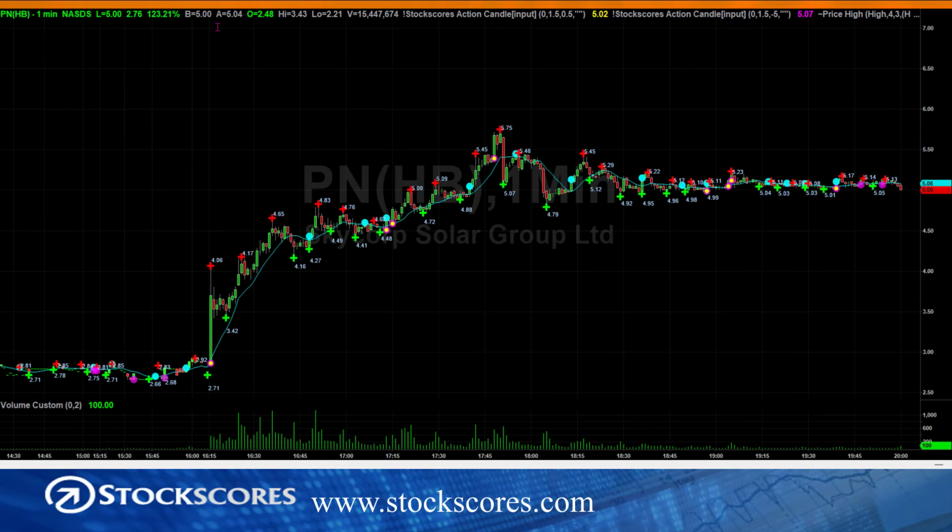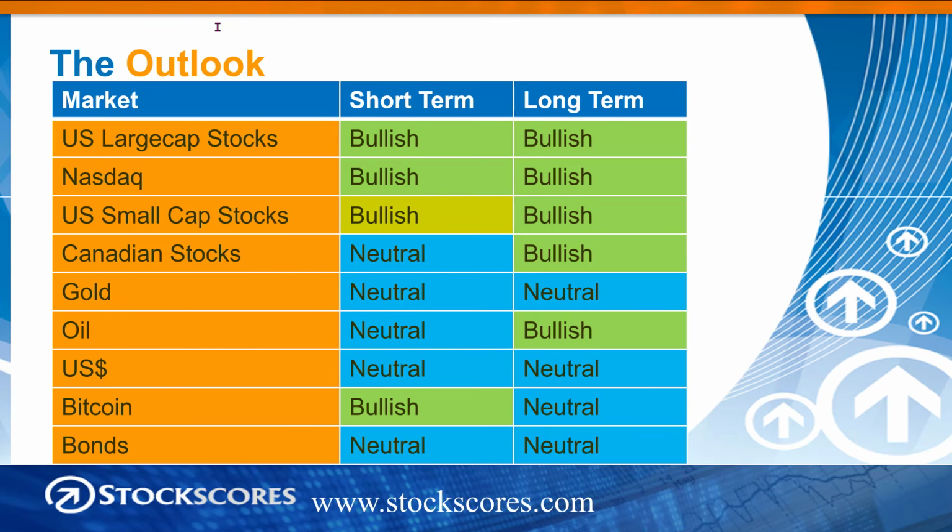So my ratings then, if we just jump into those here: US large cap stocks bullish on both time frames, NASDAQ the same, US small cap bullish on both time frames, Canadian stocks neutral short-term, long-term bullish, gold now neutral on both time frames, oil short-term neutral, long-term bullish, US dollar neutral, Bitcoin short-term bullish, but still long-term neutral, and bonds neutral on both time frames.